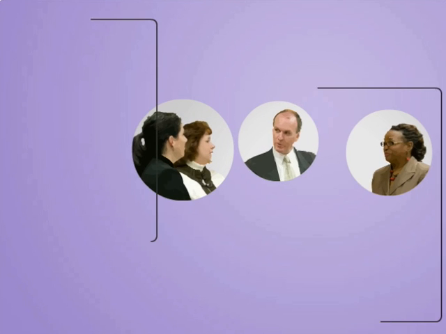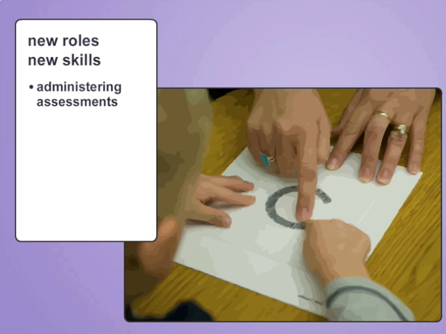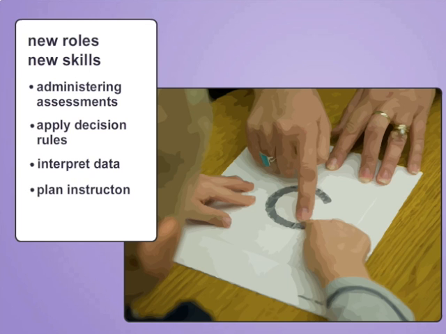RTI implementation is a complex process that can require school staff to take on new roles and develop new skills. Districts and schools should be prepared to provide professional development that is focused on how to efficiently and reliably administer assessments, apply decision rules, interpret data, and use the information for planning instruction.